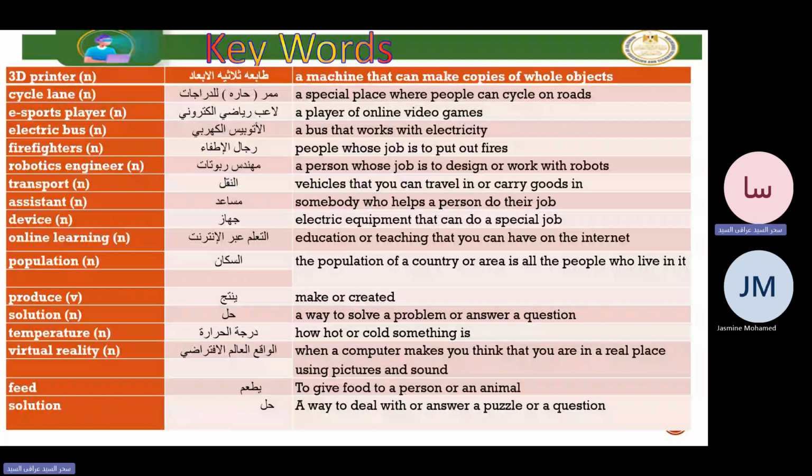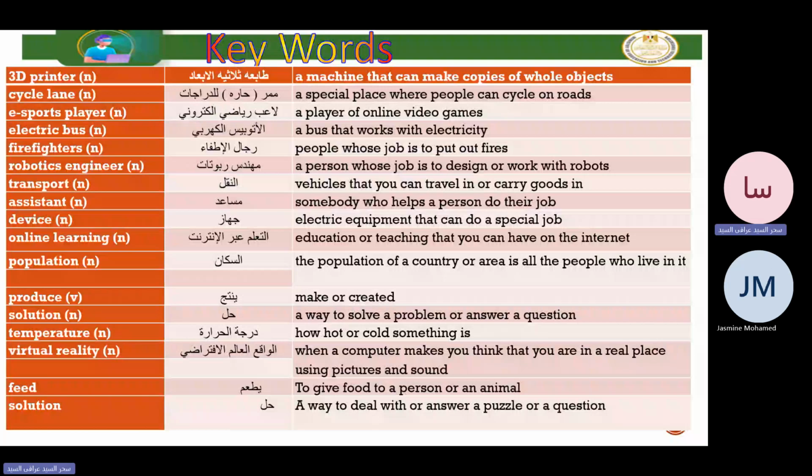Firefighters: they are people whose job is to put out fires and to save people. Robotic engineer: a person whose job is to design or work with robots. This job is very famous nowadays, and it will be in the future as well. Transport: all vehicles that you can travel in or carry goods in. Assistant means somebody who helps a person to do their job. Device: it's electronic equipment that can do a special job. Online learning: education or teaching that you can have on the internet.